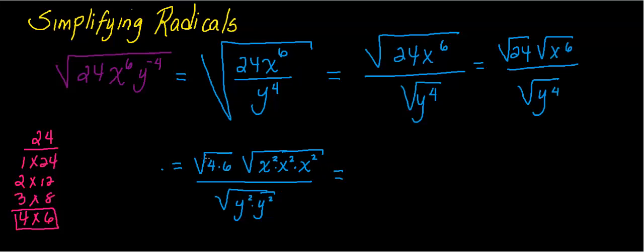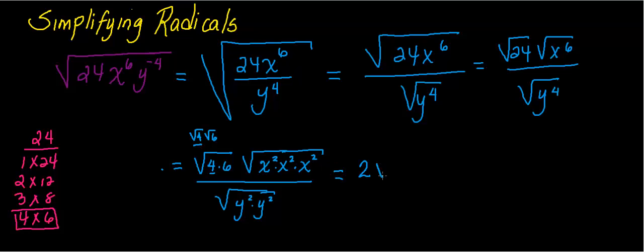And then we're going to continue here. The square root of 4 times 6 is the same thing as the square root of 4 times the square root of 6. So this becomes 2, because the square root of 4 is 2.